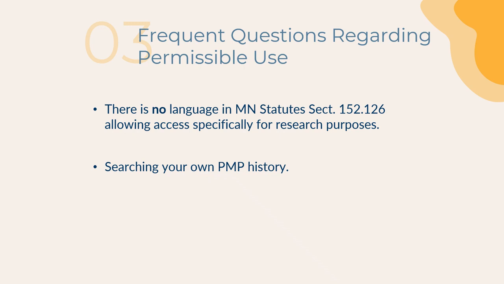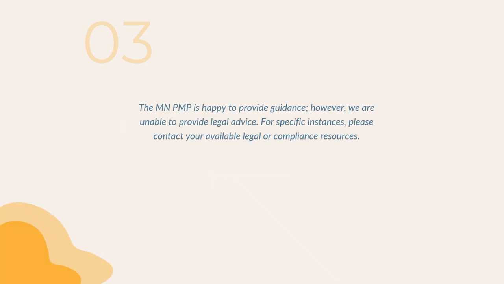A couple important notes regarding permissible use. Though some states have language in their statute that specifically allows access to PMP data for research purposes, Minnesota Statute Section 152.126 does not. Access is only permissible for one of the previously described use cases. Statute does not prohibit or permit an authorized Minnesota PMP account holder to search their own PMP history. Delegates do not have individual authority to determine when a PMP report should be accessed and should not access their own PMP history. The Minnesota PMP has provided guidance documents in the form of FAQs.